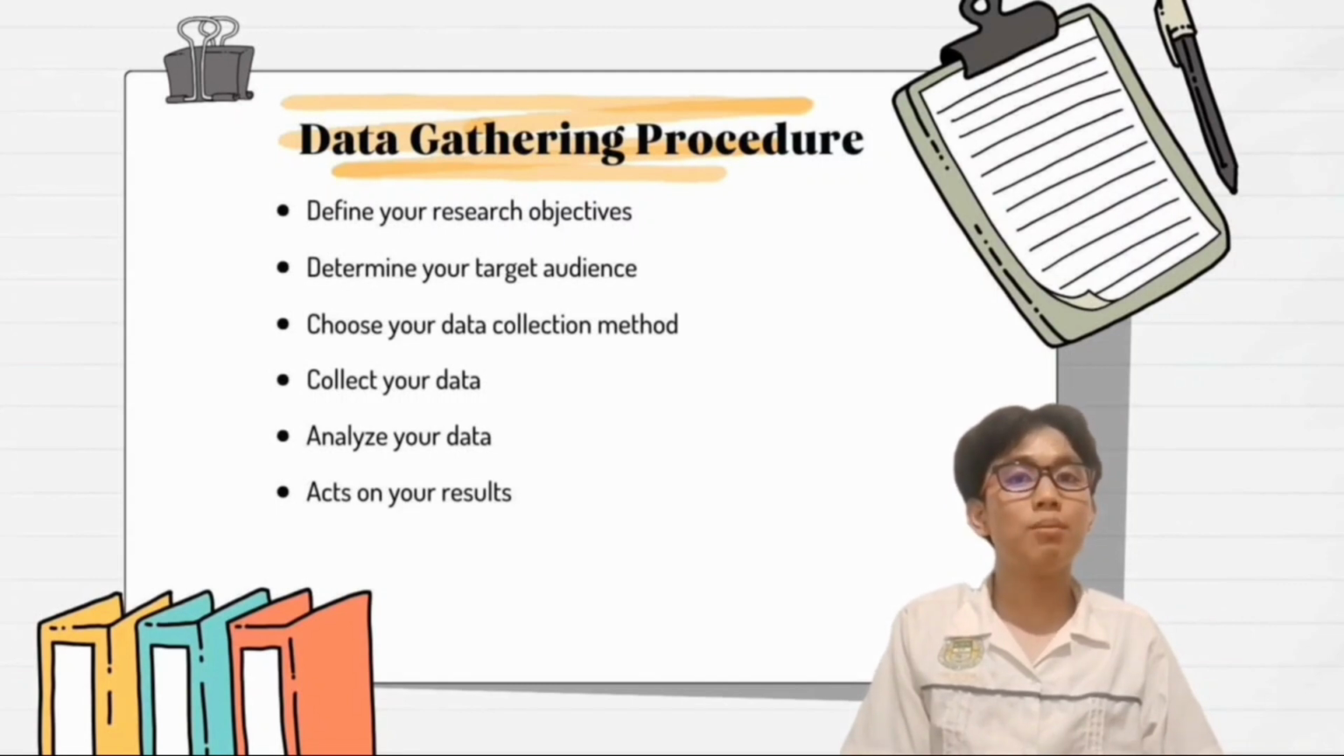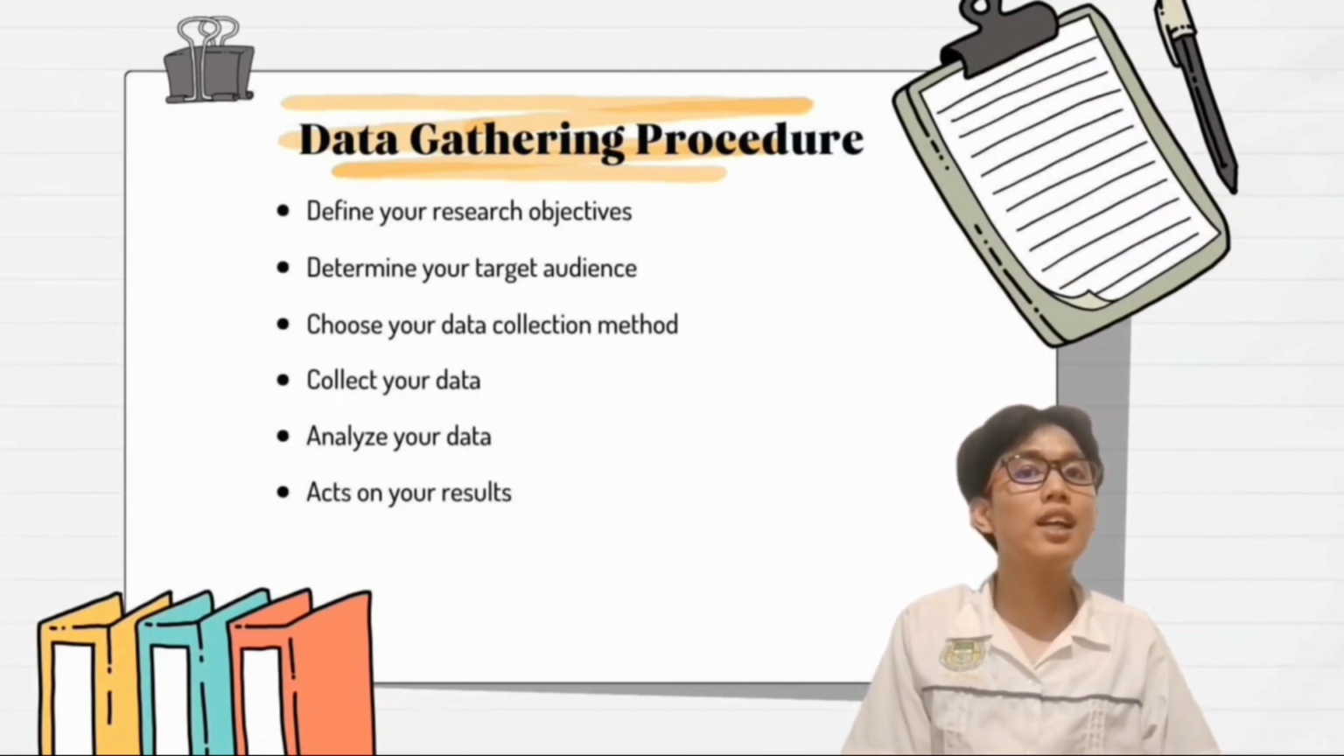Third, choose your data collection method. Choosing a data collection method depends on various factors such as the type of data needed, resources available, time frame, target population, and research objective. Common methods include surveys, interviews, observations, experiments, and secondary data analysis. Fourth, collect your data. We collect data in research by defining your question, selecting appropriate methods, gathering information from participants or sources, analyzing data, and drawing meaningful conclusions.